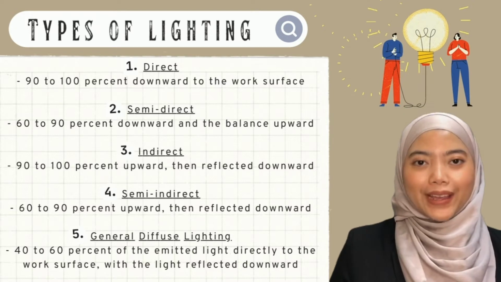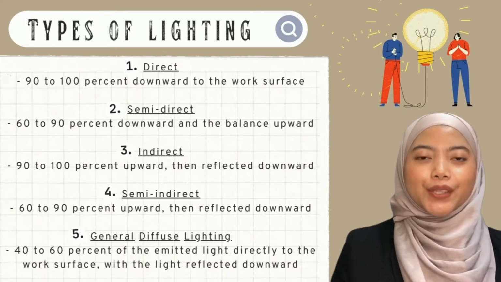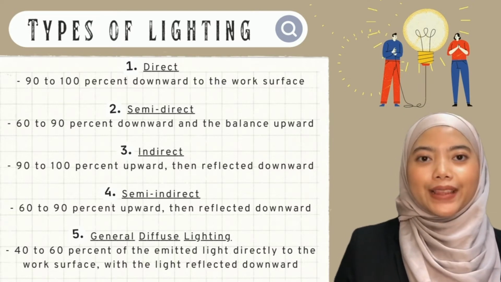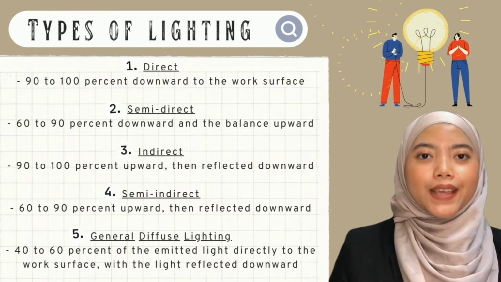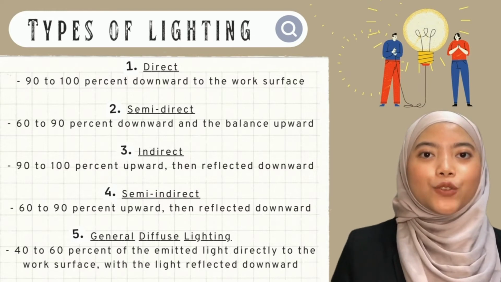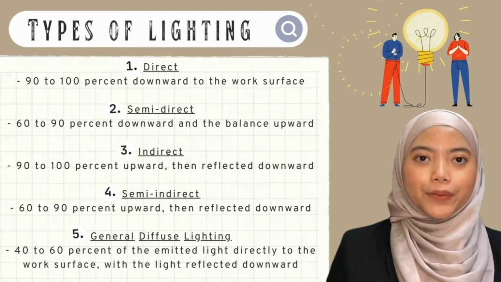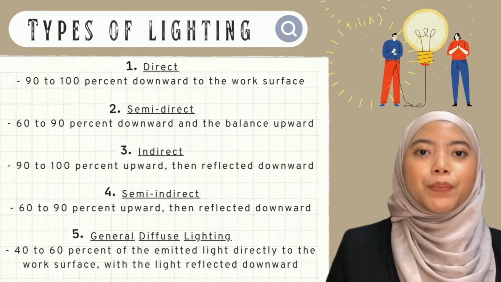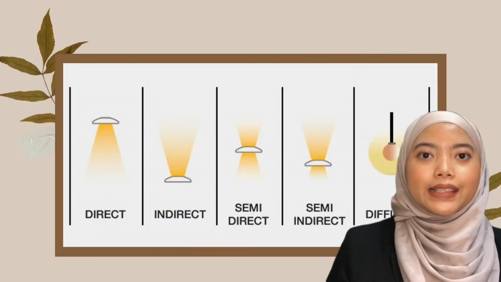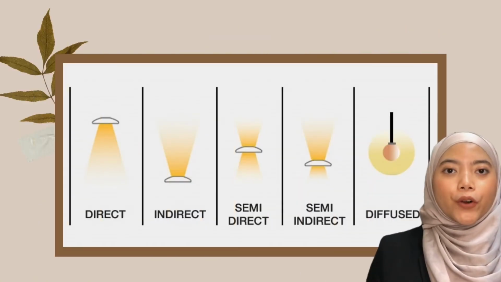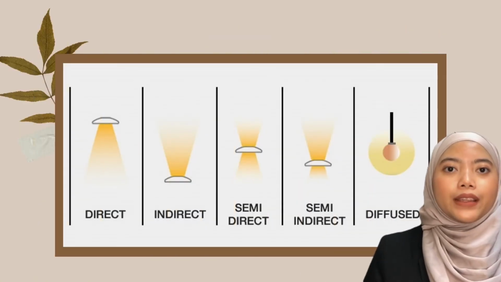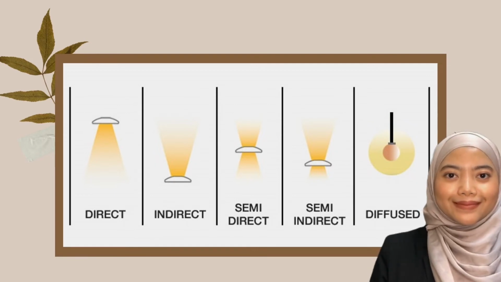And the last one, fifth, general diffuse lighting. In general diffuse lighting, 40 to 60% of the emitted light goes directly to the work surface with the remainder of the light reflected downward. While general lighting can be pleasing to the eye, it can seem harsh to some. Therefore, a more indirect method of lighting is often desirable.